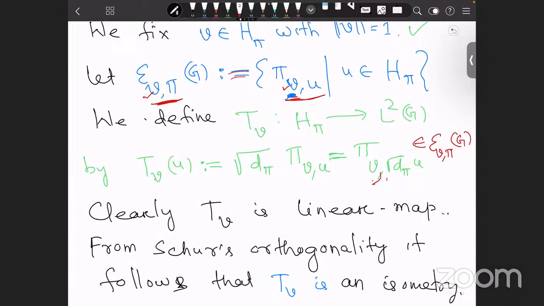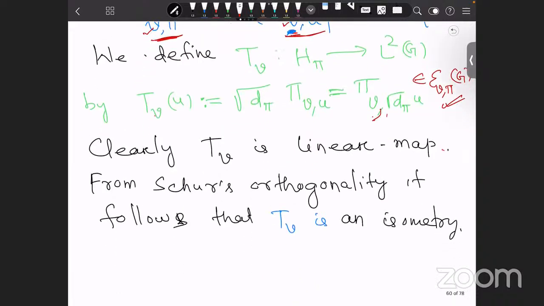It is clear also that the image of T_B is nothing but E(B, π_G). So the image of T_B is clearly E(B, π_G). So clearly T_B is a linear map. Using source orthonormality, one can check that T_B is an isometry.